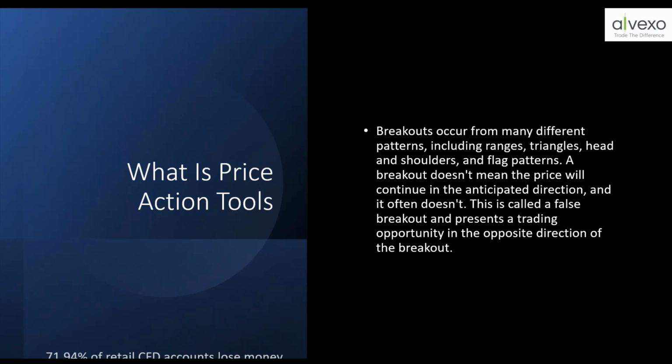Basically, as I said, I'm a triangle trader, and I lump flag patterns, wedges, anything that's got two lines coming in together as an angle and an apex, I call it a triangle. Because I'm only looking for the breakout. A breakout doesn't mean the price will continue in the anticipated direction, and it often doesn't. These are called false breakouts and present a trading opportunity in the opposite direction of the breakout.